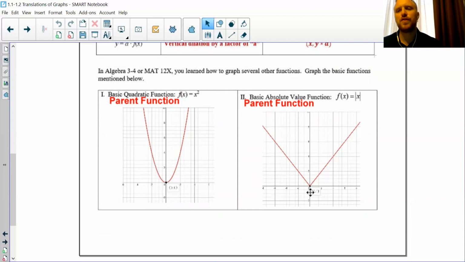Now these two functions are very similar because they have this concept of a vertex, meaning the highest or the lowest point on that function. Okay, and they're very similar. If you look at the shape, this is a U, whereas this one's more of a V shape, but they have very similar characteristics.